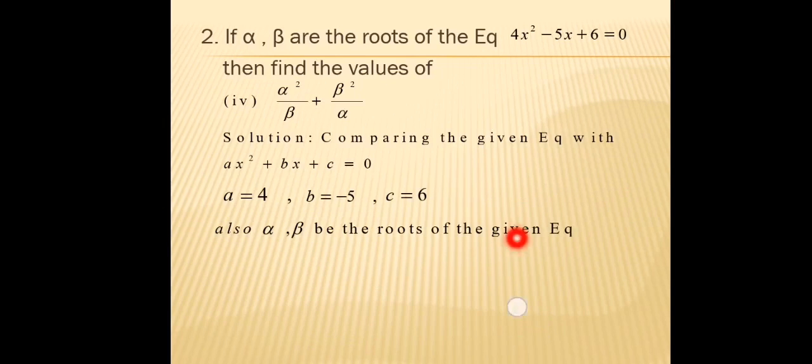Also, we have been given that alpha beta are the roots of the given equation. So sum of roots is equal to minus b by a. After putting the values of b and a, we just get minus into -5 whole divided by 4, which will be equal to 5 by 4. Now is the turn of finding the product of roots again, that is c by a is equal to 6 by 4 is equal to 3 by 2.